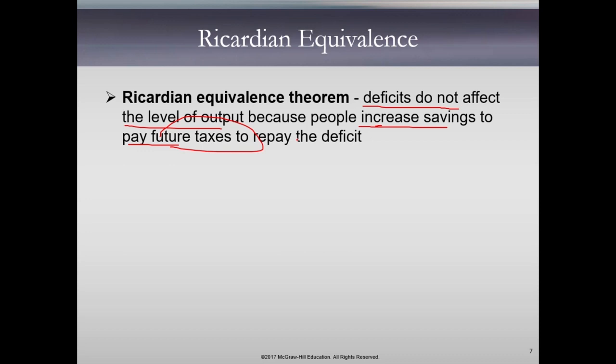How much do you have to save today in order to be ready to pay that tax bill a year from now? Well, $1. Because if you save $1 today, then you can invest it at 5% interest. You'll have $1.05 a year from now. And when the $1.05 tax bill comes due, you'll have exactly the right amount of money to pay it. So what will you do with that $1 tax break? You'll just save it.